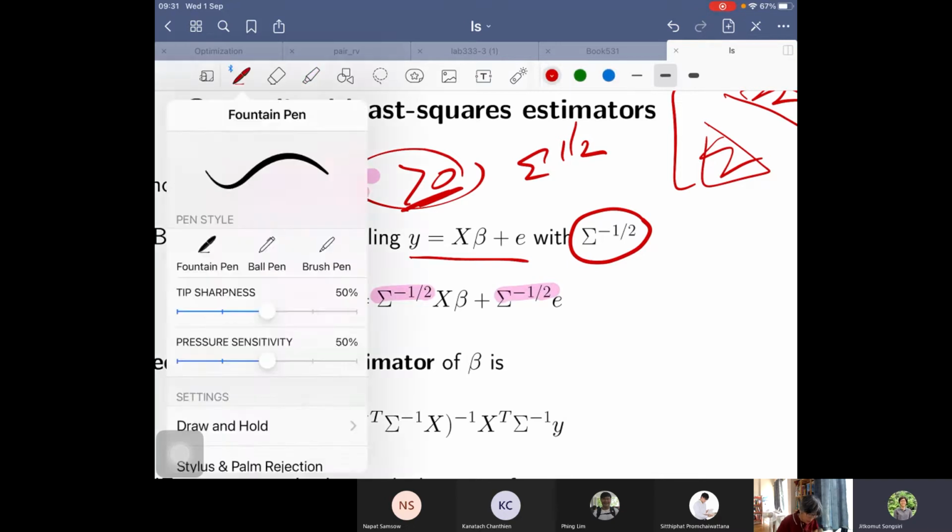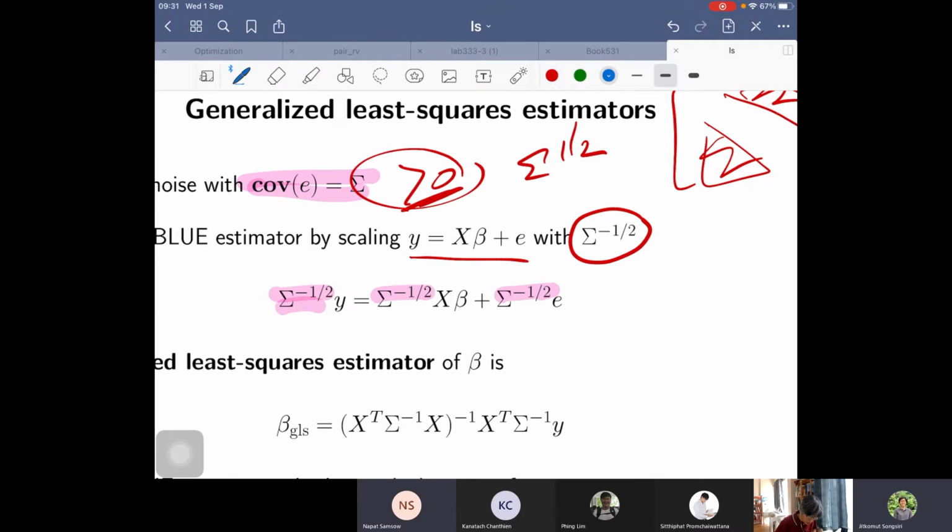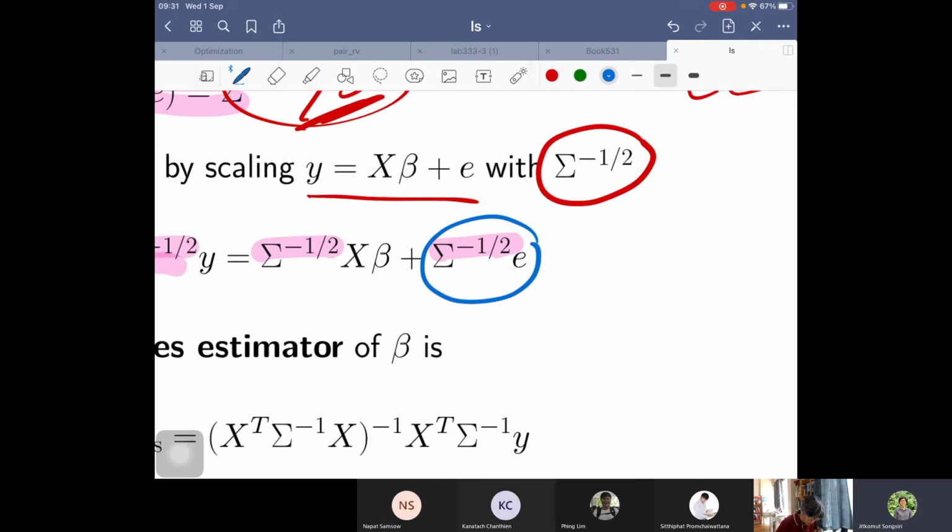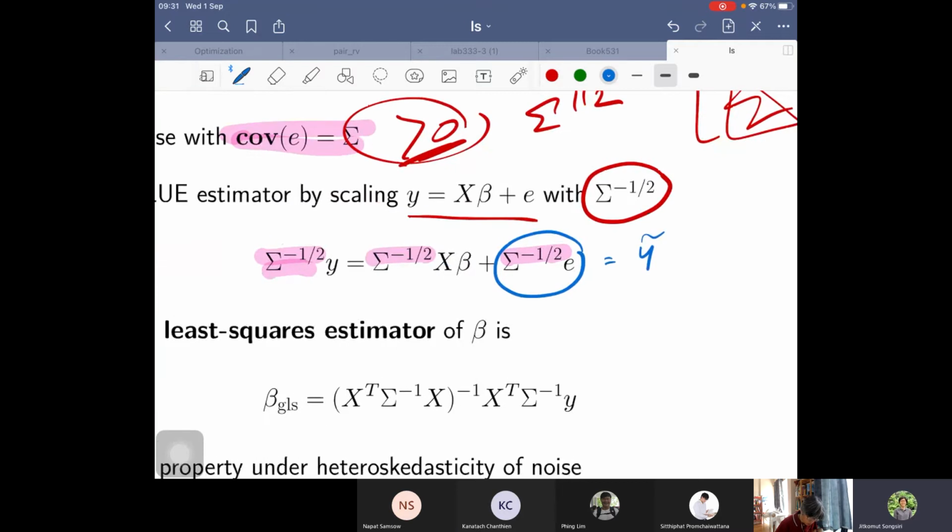The reason why you multiply this is that when you look at the whole scaled thing, you can call this y tilde. You can call this the new regressor matrix X tilde. If someone turned on the microphone, you should turn it off. Okay. And E tilde is Sigma to the inverse square root times E.